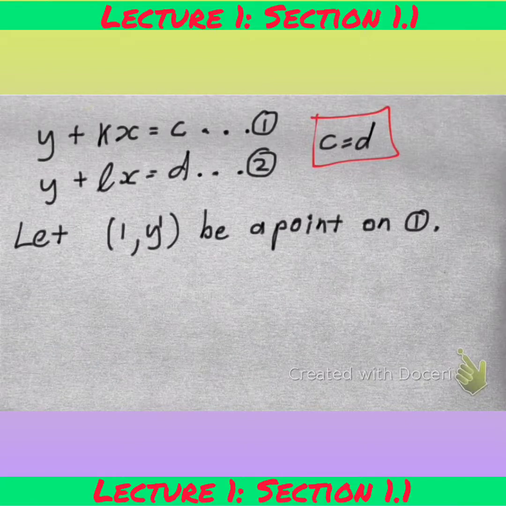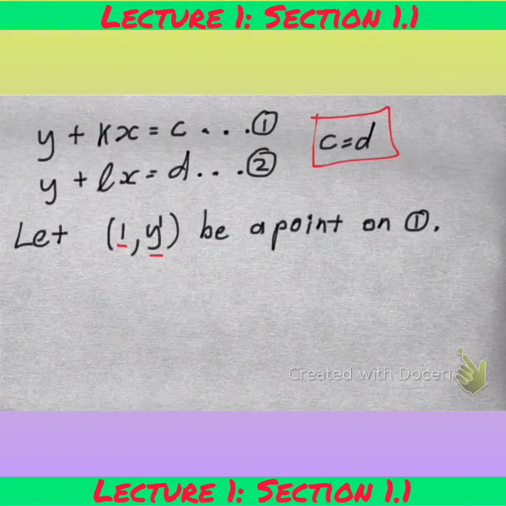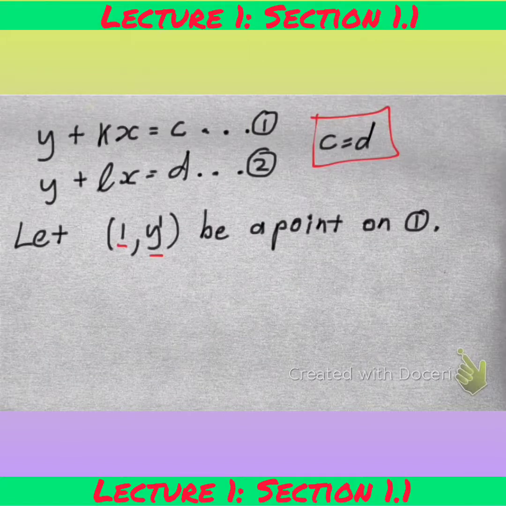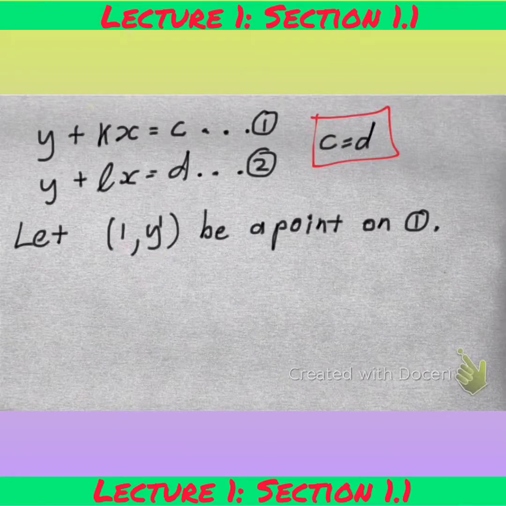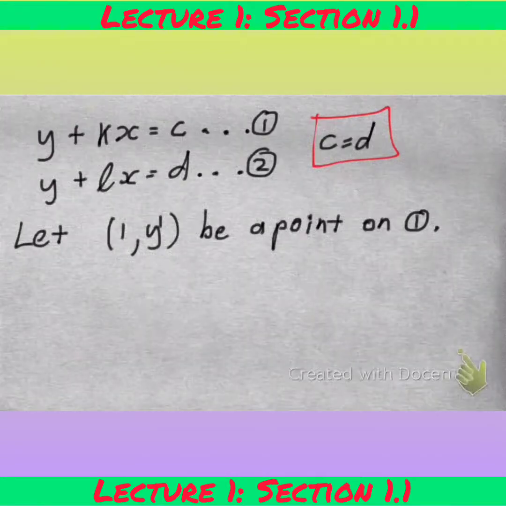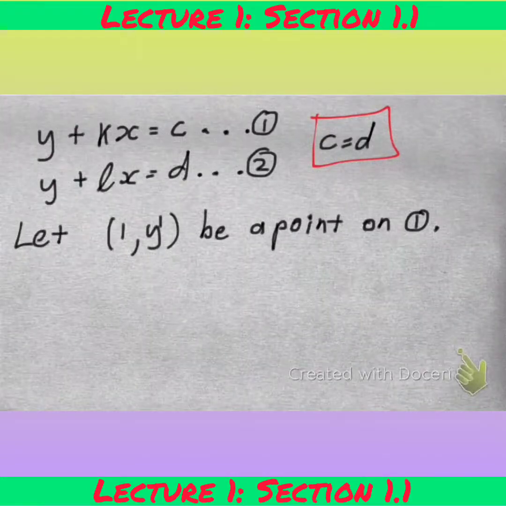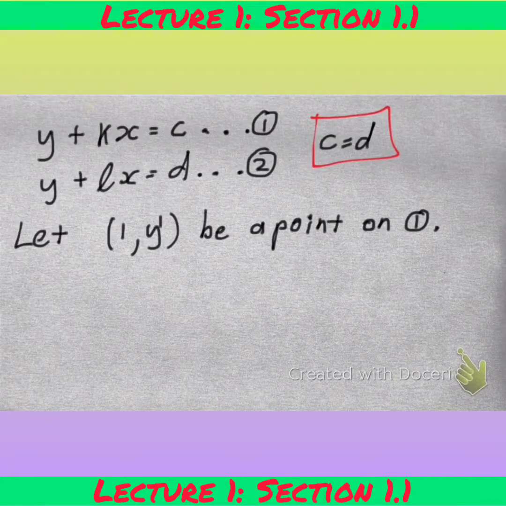So now let's take another point on equation 1. Let's take the point where x is equal to 1 and y is equal to y prime. We can easily find such a point. We just plug in x equals 1 and we solve for what y needs to be for the point to lie on equation 1. Now, because equation 1 and equation 2 both have the same solution set, any solution to equation 1 is also a solution to equation 2. So therefore this point (1, y prime) will also lie on equation 2.